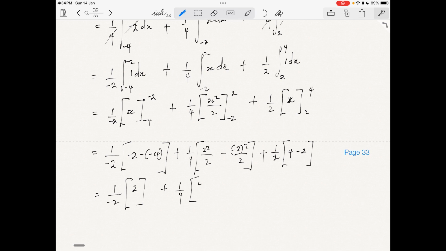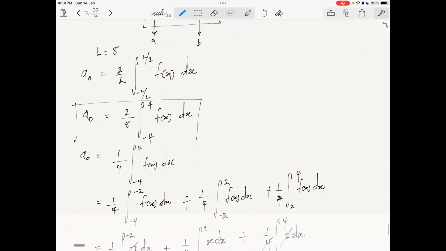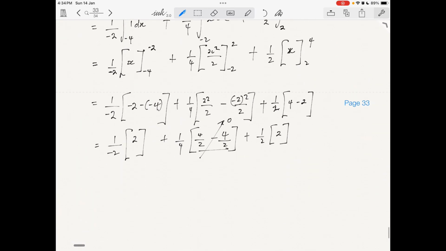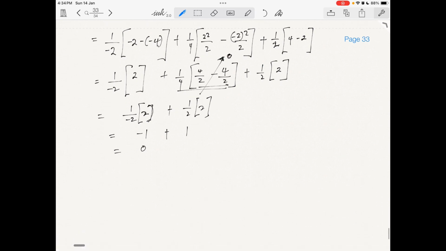And this will give us 4 over 2 minus 4 over 2, plus 1 over 2 times 2. 4 over 2 minus 4 over 2 will give us 0. So the whole term cancels out to give us 0. And we are left with 1 over minus 2 times 2 plus 1 over 2 times 2. And this will give us minus 1 plus 1, which is equal to 0. So in short, our A naught is equal to 0.